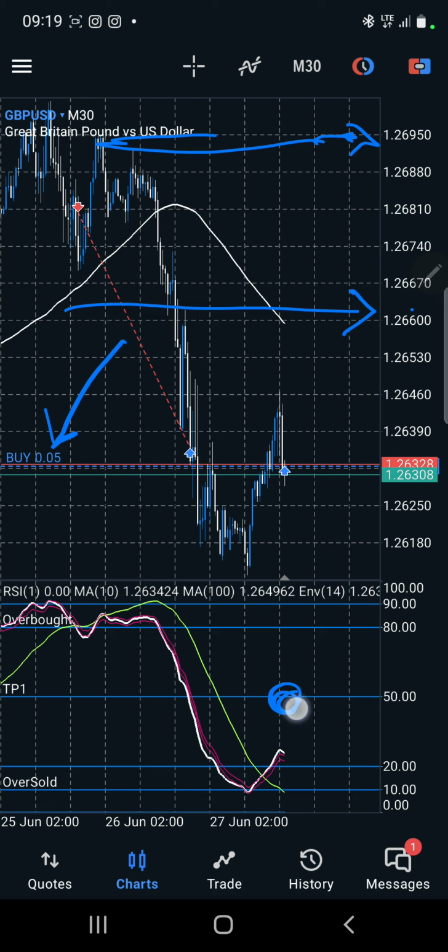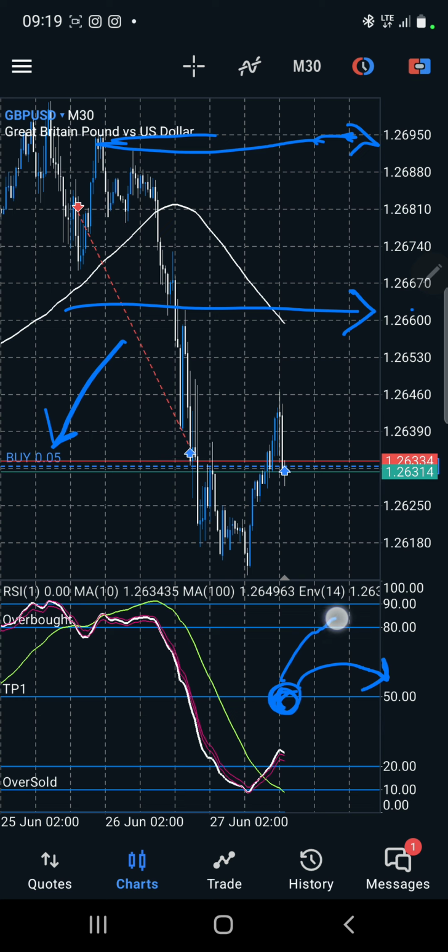Usually I'll take half the profit at this 50% mark you see here, and I'll take my full take profit when the RSI line hits the 80%. So these are things you need to watch out for.